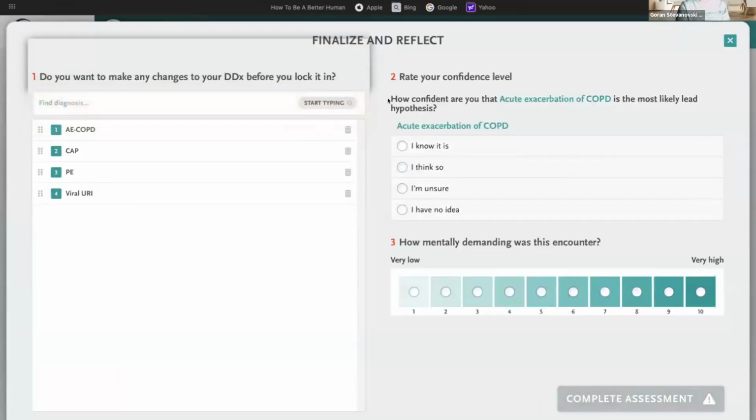Now, in the differential diagnosis pause, you're asked if you want to make any changes in your differentials. So looking at this, we could remove something, we could take this to be higher or anything we want, and then you're also asked to self-reflect. So how confident are we that it's an acute exacerbation of COPD? Let's say I think so. You also ask how mentally demanding this encounter was. Let's say this wasn't very mentally demanding. Let's put it at a 3, maybe a 4. I'll put it at a 5.